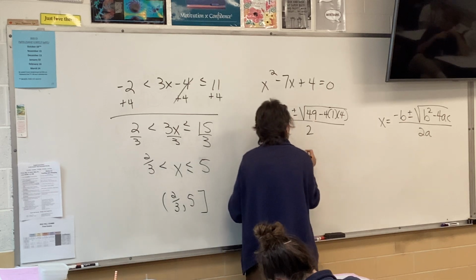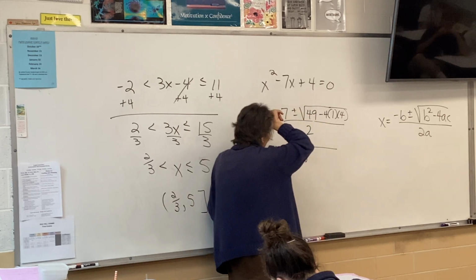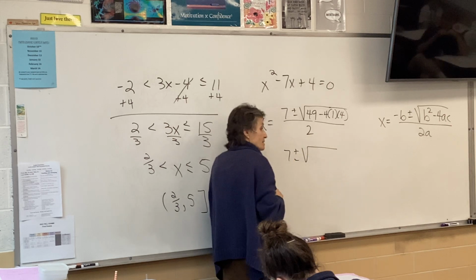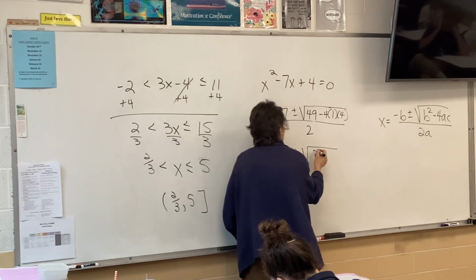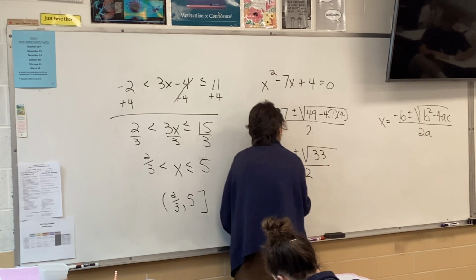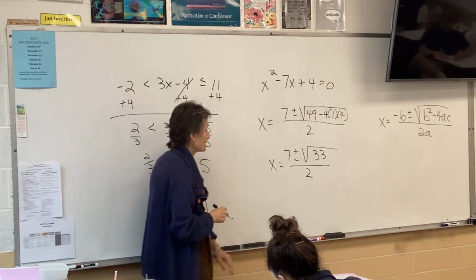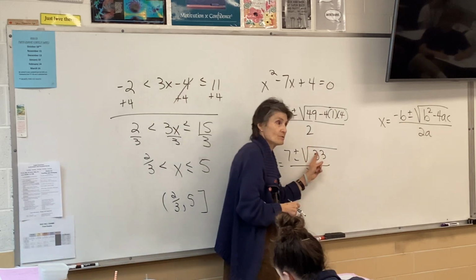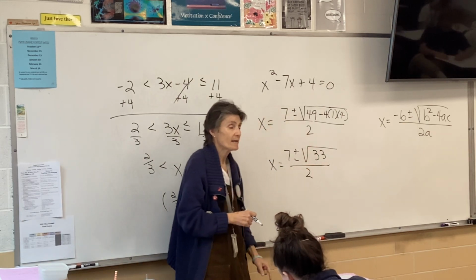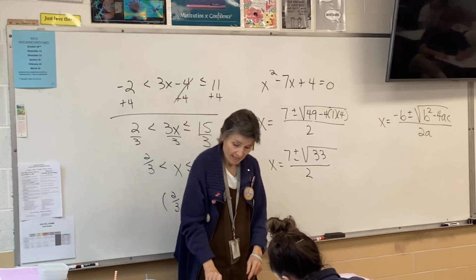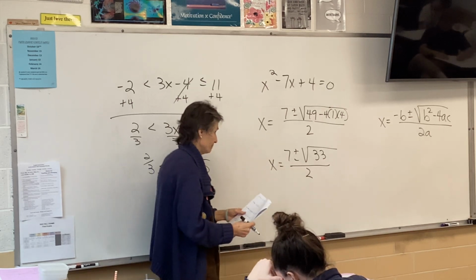All right, here we go. What's under there? 49 minus 16, which is 33. And there are your answers, that's it. Sometimes when we do this, we can break this down or something, but we can't. That is it.